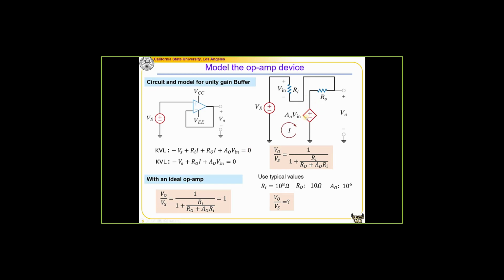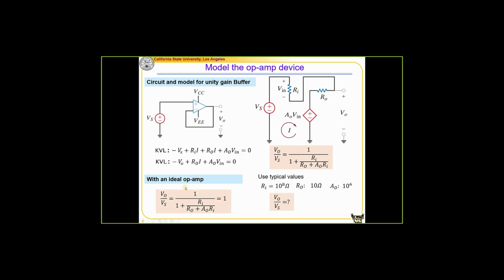And we have a dependent source over here. We need an additional equation. V in is over here. We'll write V in in terms of the loop current, which is I times Ri. By having the two equations, we'll be able to solve the output VO. So we find the relationship between VO and VS is in this expression.